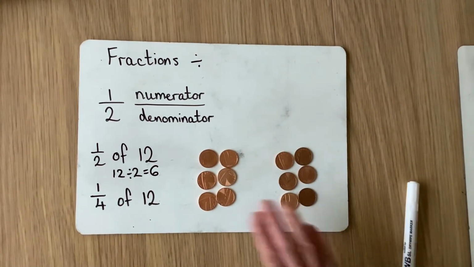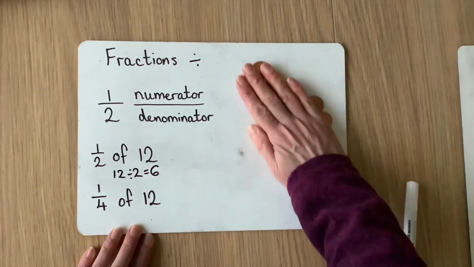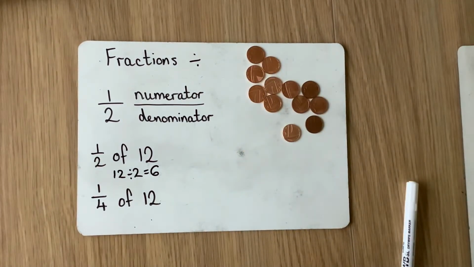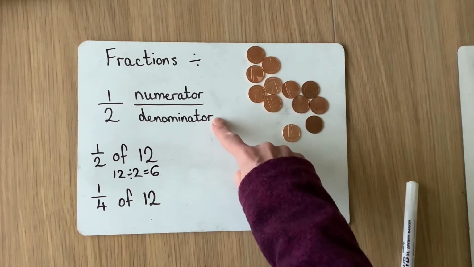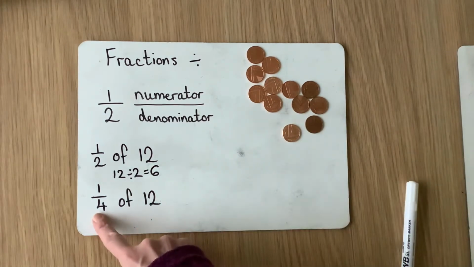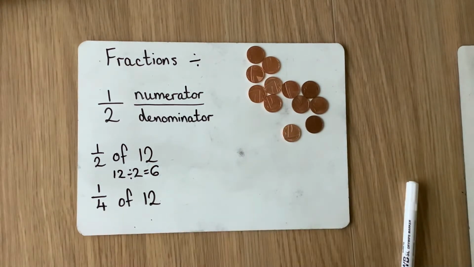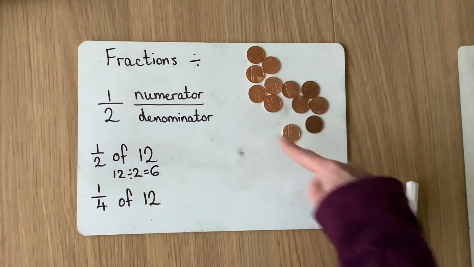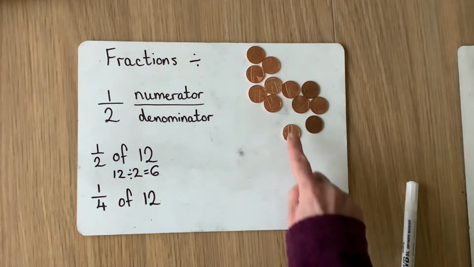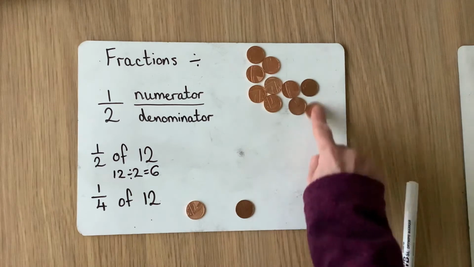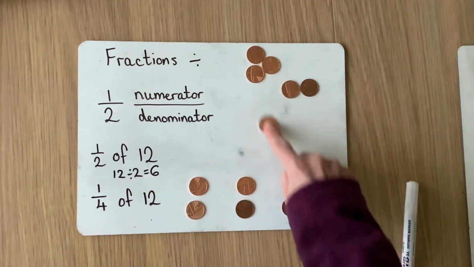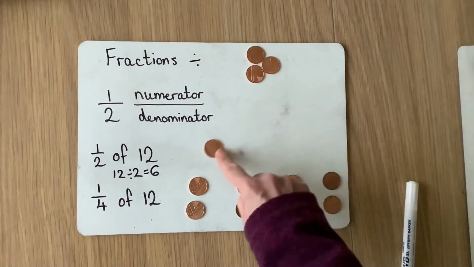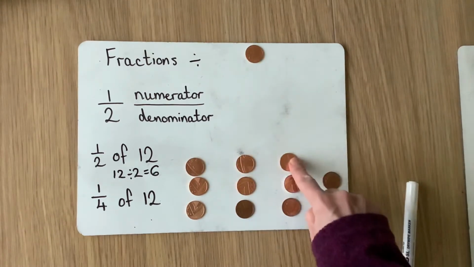What if I wanted to find 1/4 of 12? So I've still got my 12 coins, and this time I want to find 1/4. So the thing I need to look at is the denominator, the number on the bottom of the fraction. The number on the bottom of the fraction is a 4. So I need to split my 12 coins this time into 4 groups. So group 1, group 2, group 3, group 4. I can add another one into each one of those groups. I can add another one into each one of these groups.